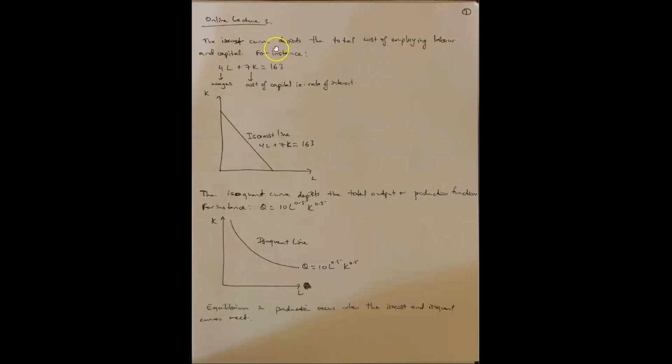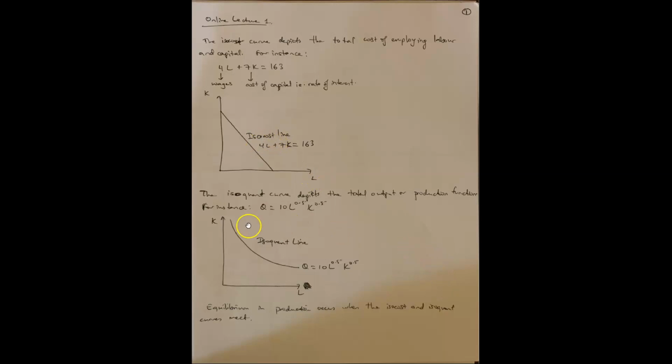Now we could depict this graphically. Just remember that this 4 denotes the wages per unit of labor, and this 7 denotes the cost of capital per unit of capital. So we can depict this graphically as an isocost curve, which is simply denoted by this diagram here. It's just a straight line going from one axis to the next, where on the vertical axis we have capital and the horizontal axis we've got labor.